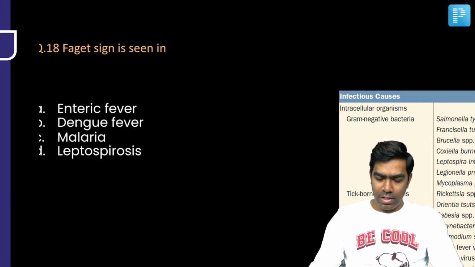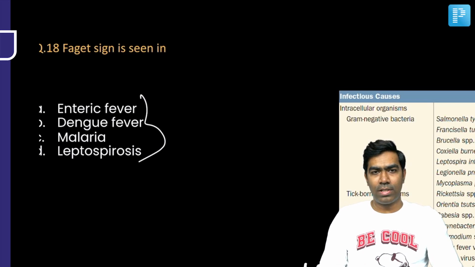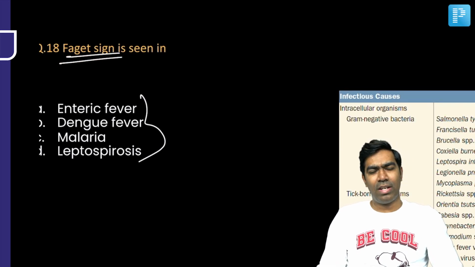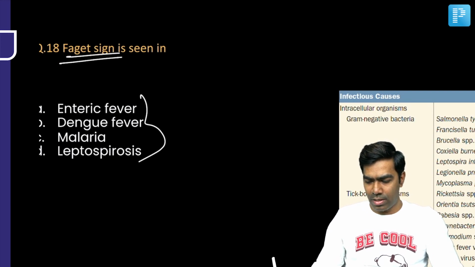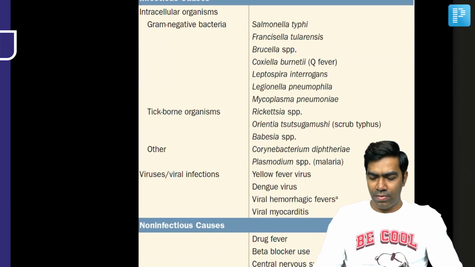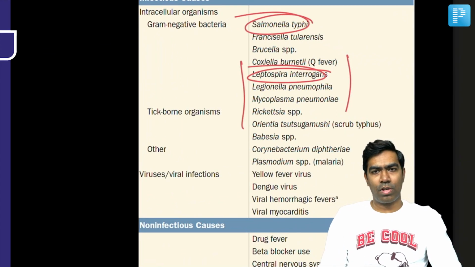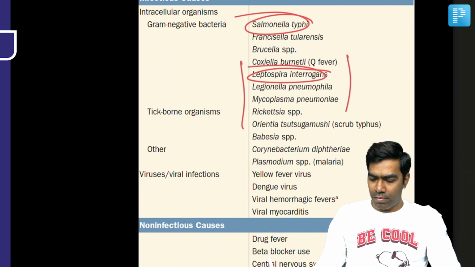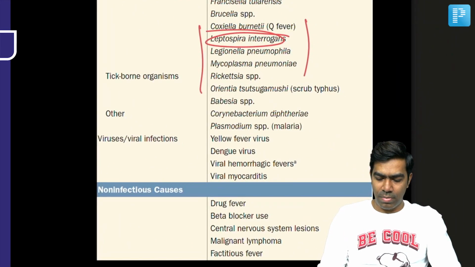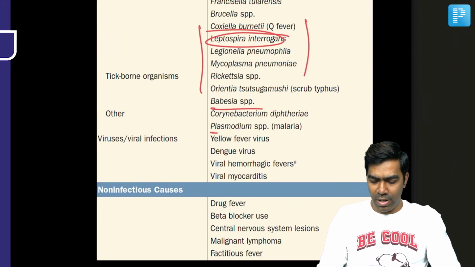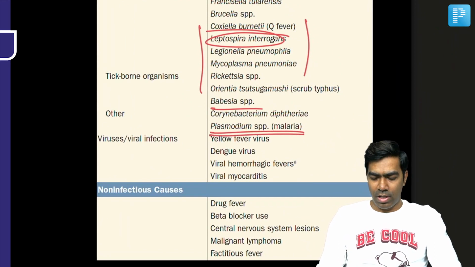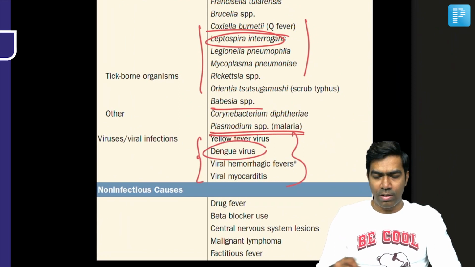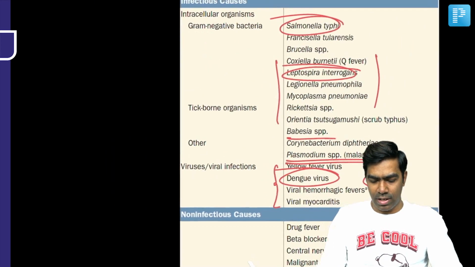So coming to question 18, Faget sign is seen in. So to be honest, all of these 4 options can produce Faget sign, that is relative bradycardia. At SS level, I don't think it's important that we discuss the definitions of relative bradycardia or Faget sign, but look at the table from Harrison. Salmonella typhi, that is enteric fever, can produce relative bradycardia. Many atypical infections, including leptospirosis caused by Leptospira interrogans, can produce Faget sign, relative bradycardia. And many parasitic infections like Babesia and even Plasmodium causing malaria can produce relative bradycardia, and many viral infections including dengue can produce relative bradycardia as well.